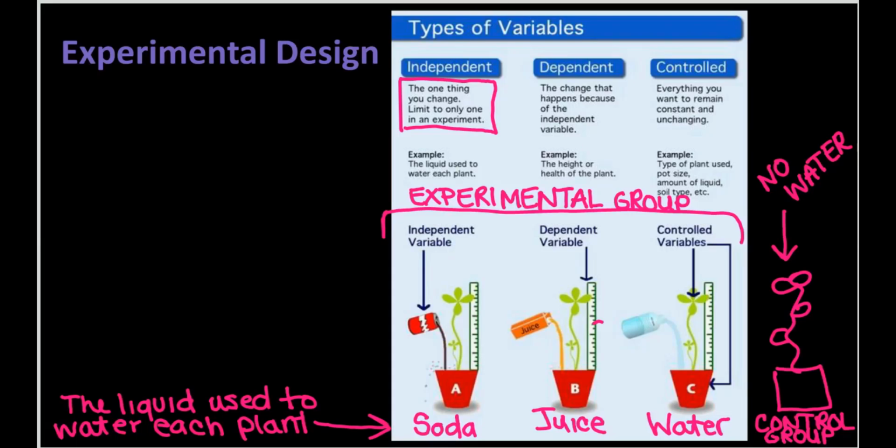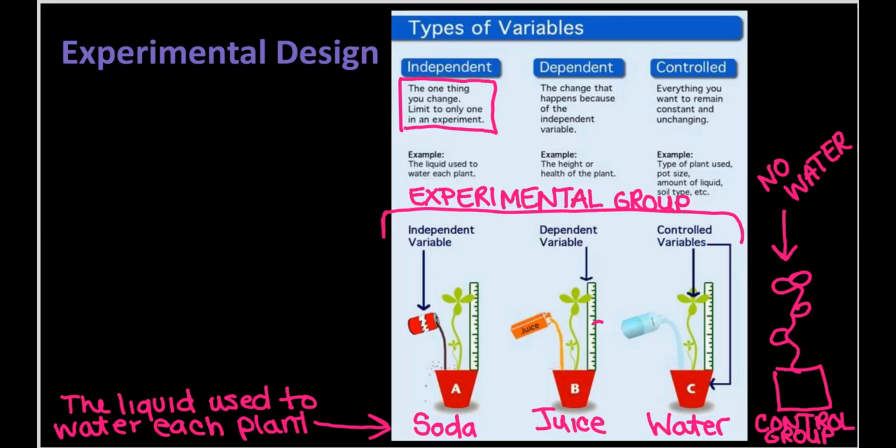So you want to have different types of liquids, which is what they have here. That way we're comparing these different types of liquids to each other. And then the control is just an example of what would happen if they didn't get any water. So you really want to have more than one experimental group, or more than 2.